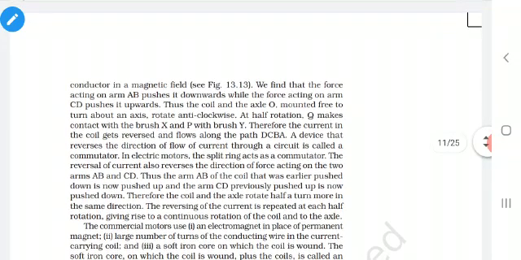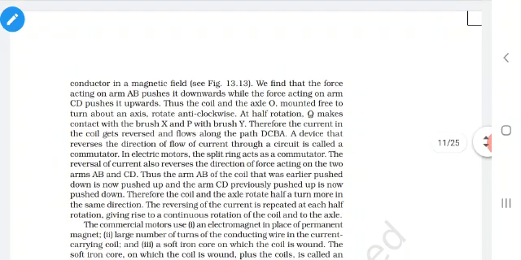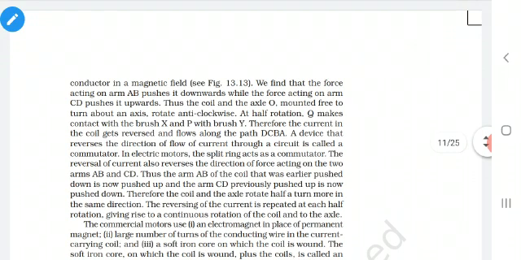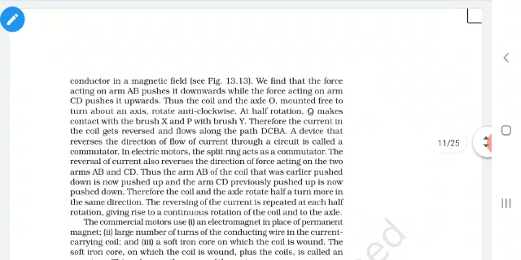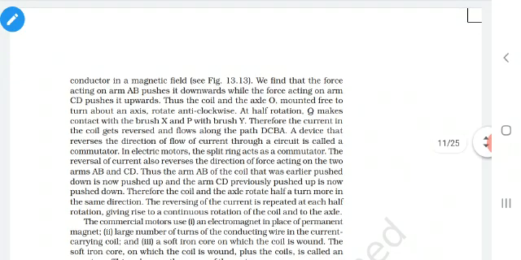Now come to the coil AB. In arm AB, the force on the conductor will be upwards. It will always be upwards. Then in arm CD the force is in the downward direction, so it always pushes downwards.